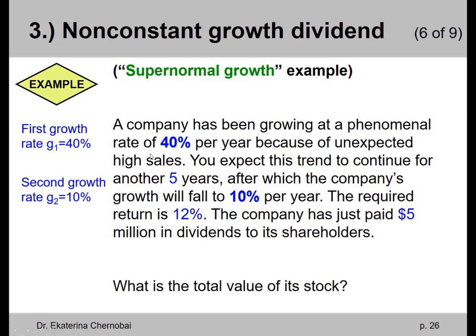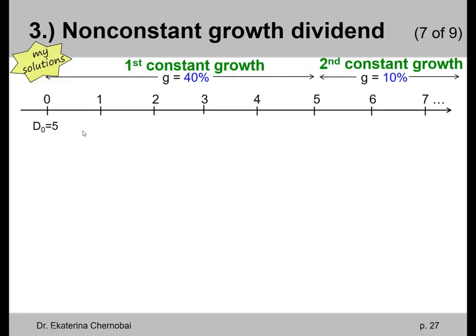40% per year for the first 5 years. So it's like growth rate number 1, lowercase g subscript 1. And then the second growth rate of dividends after 5 years, 10%. So it's like lowercase g subscript 2. Okay? And graphically, the 40% growth rate applies to dividends for the first 5 years, and the 10%, the second constant growth in dividends, applies from that point on in perpetuity.